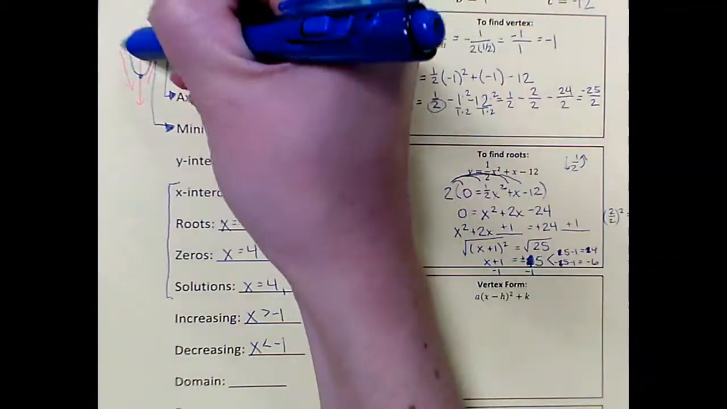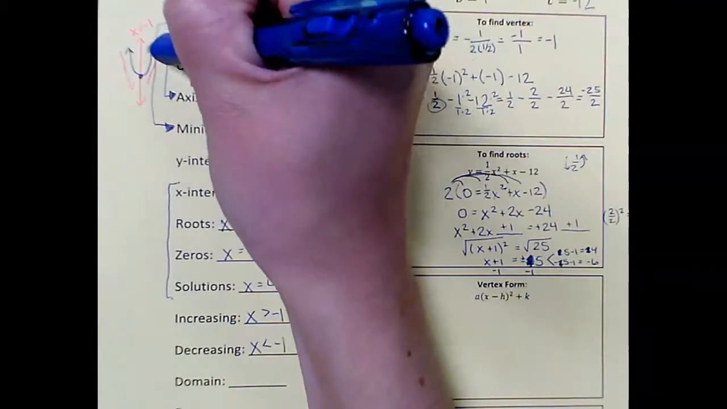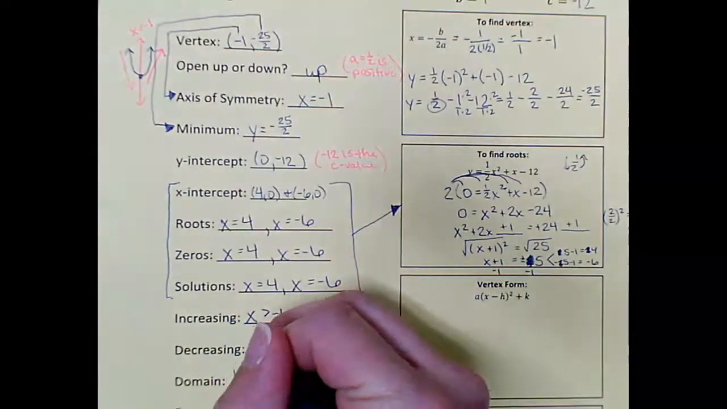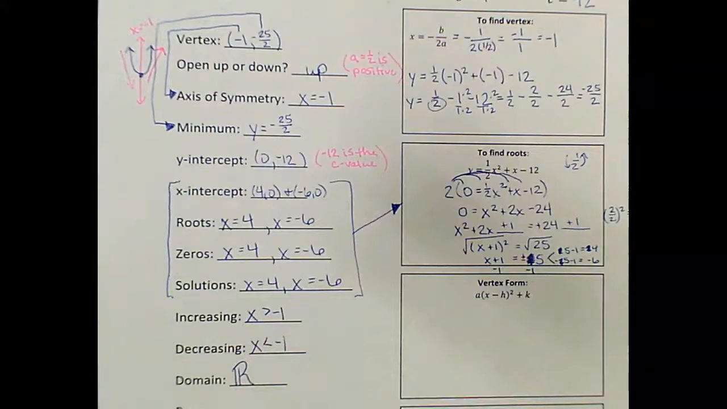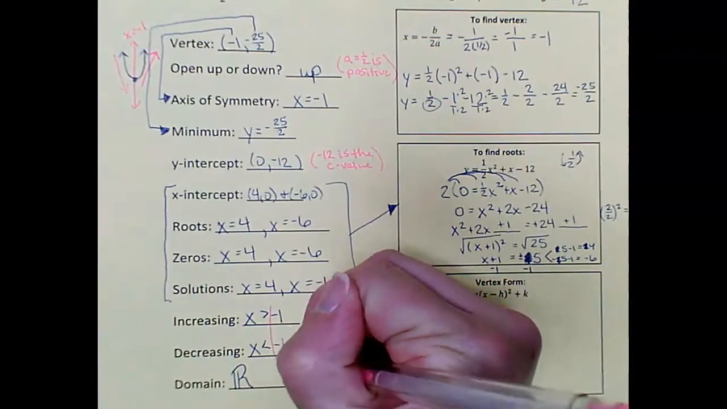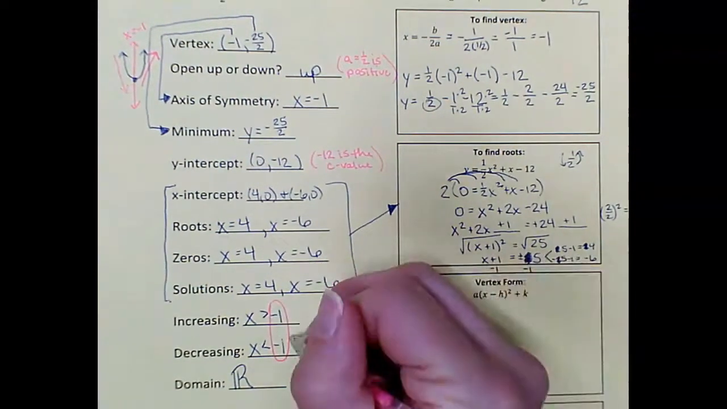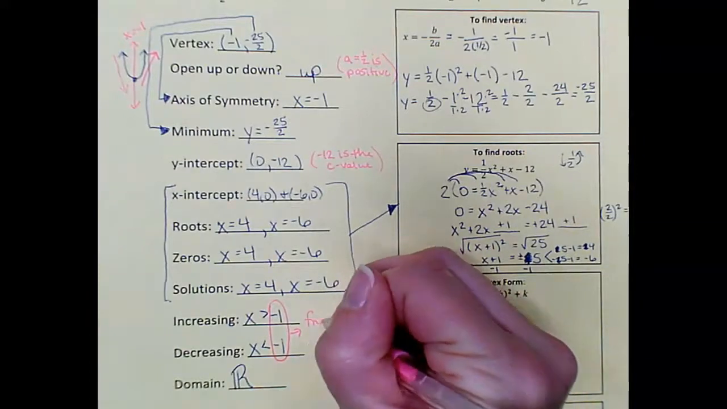My domain, all the x values, unless I have endpoints here and not arrows, my domain is always going to be all real numbers. And I meant to put here that this is from the axis of symmetry.